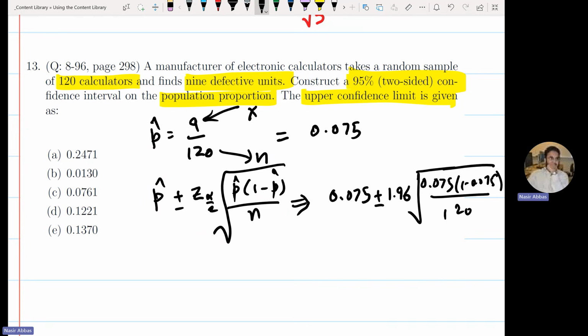And you are required to find only the upper limit. So I will get rid of the minus sign, only with plus. And this will be equal to 0.1221, which corresponds to option D. Yes.